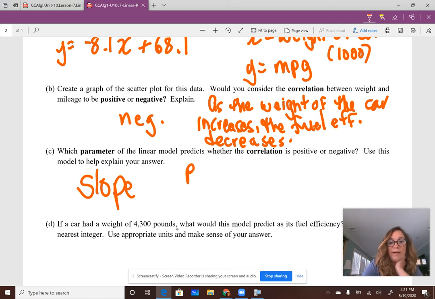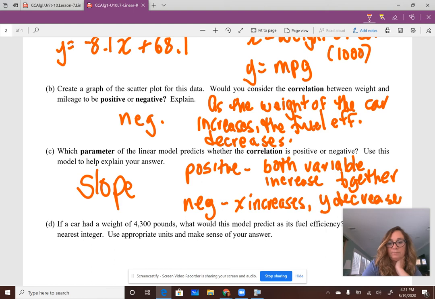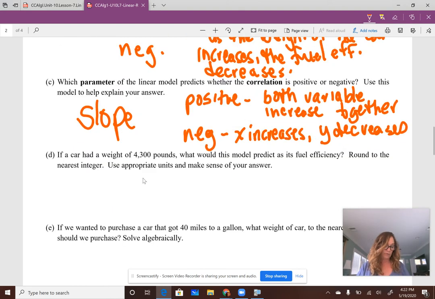So when it's positive, both variables increase together. When it's negative, the X increases, the Y decreases. And you could name those variables. Okay? All right, question D.